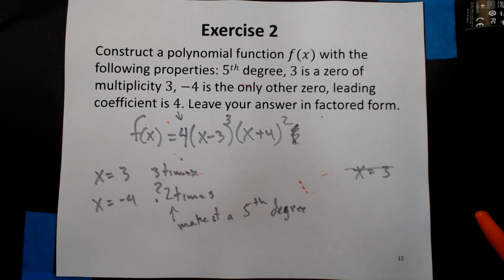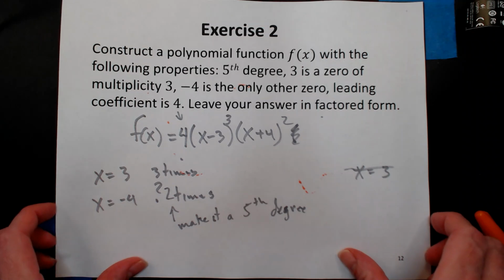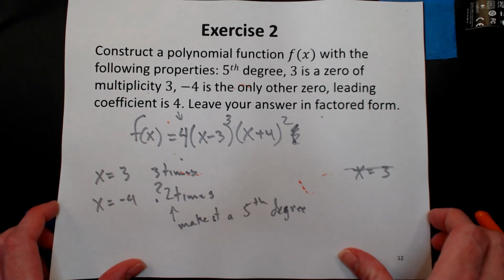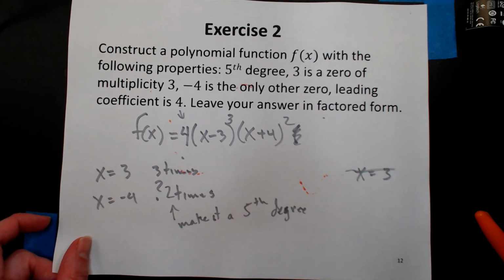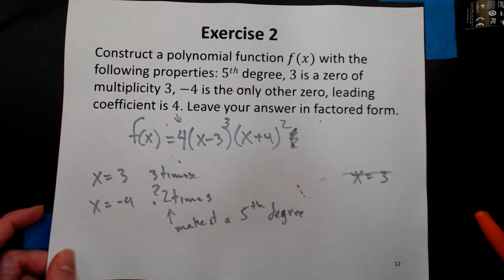Sometimes they'll give you its y-intercept as a number, and so you have to plug in 0 for x, and then solve for your unknown leading coefficient like we did previously, I want to say in 5.1 or 5.2. We did it previously. But yeah, so that's it for today's lecture.